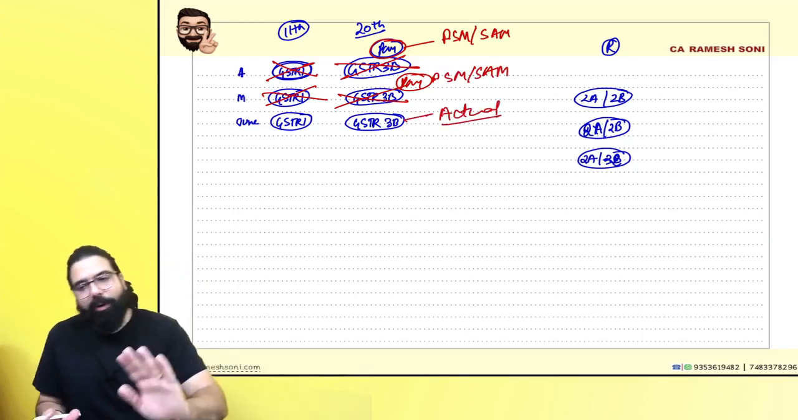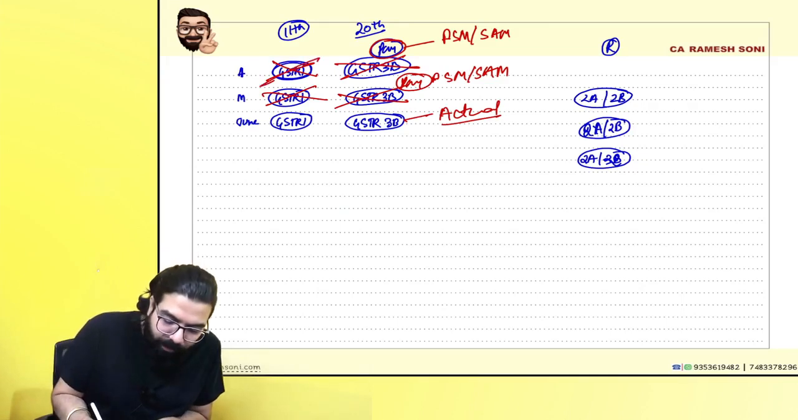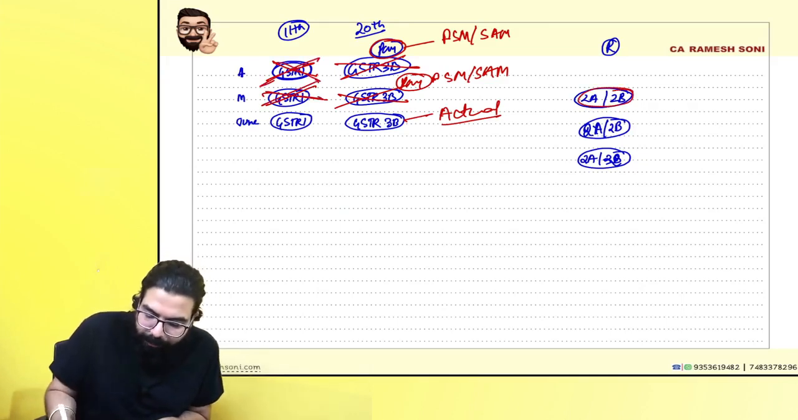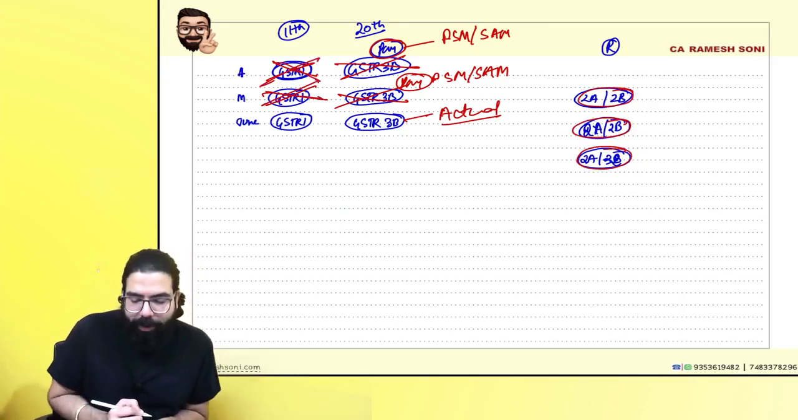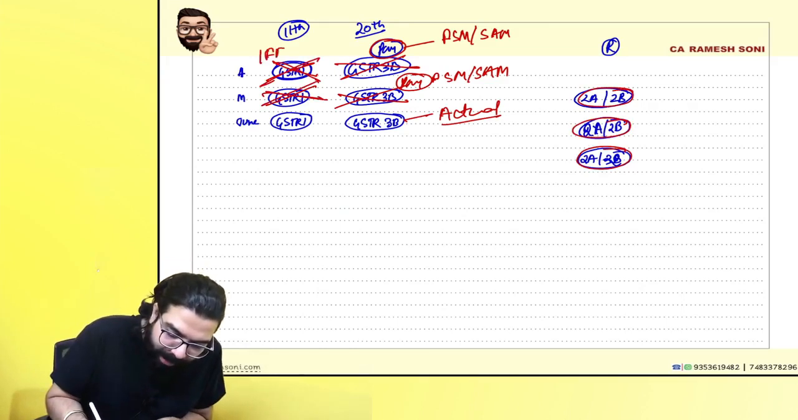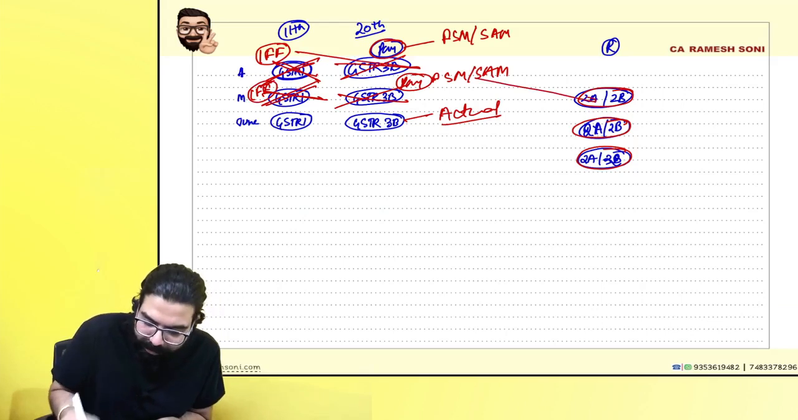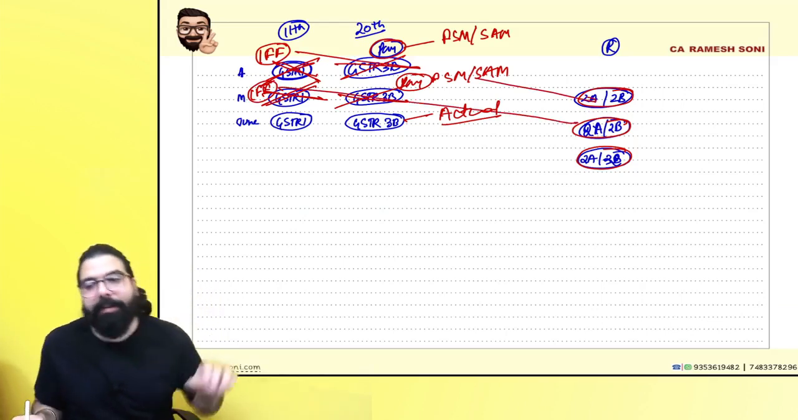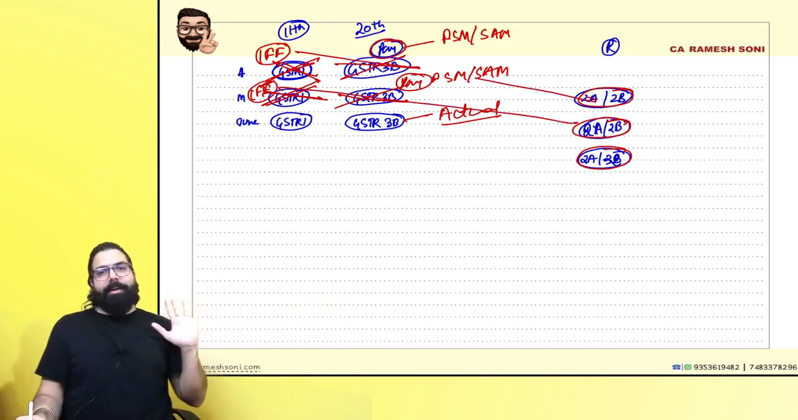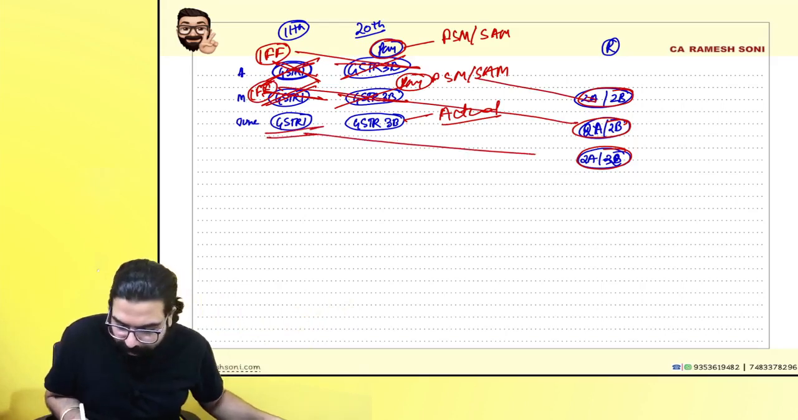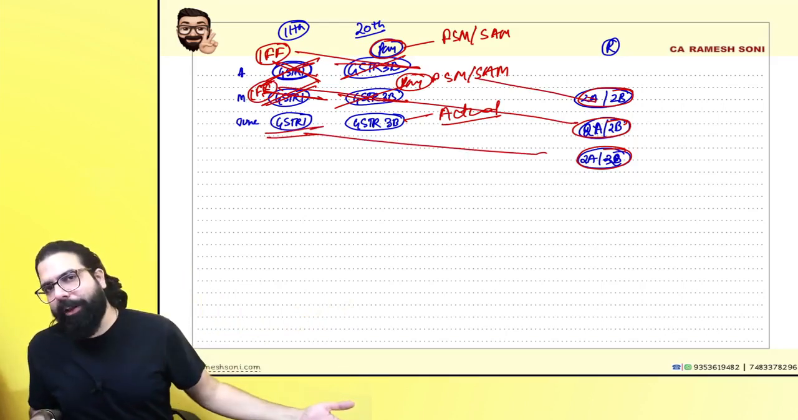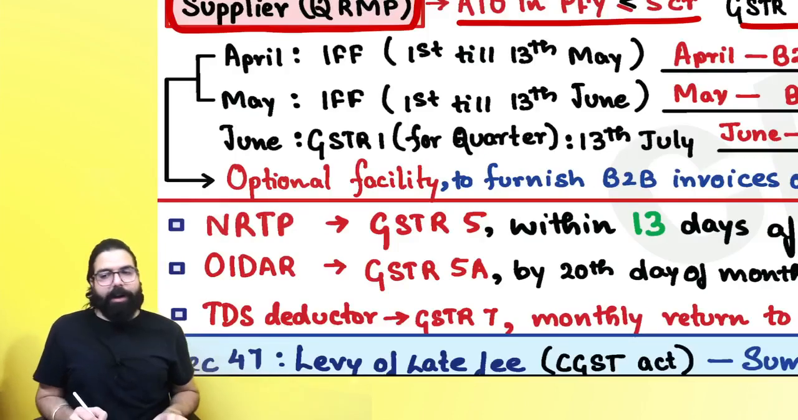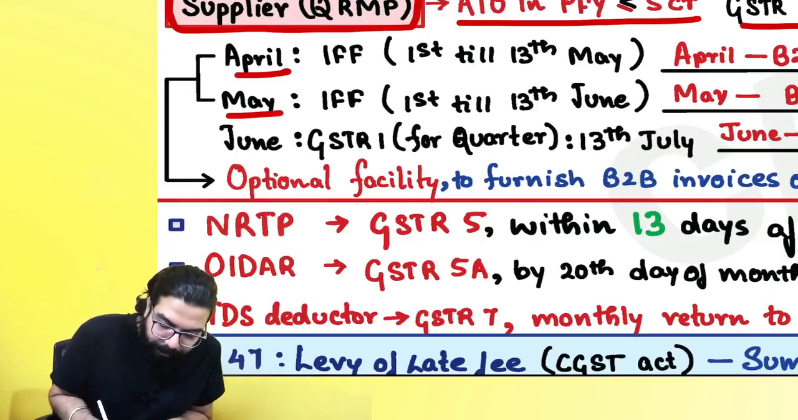Now everyone listen to me very carefully. When he is not filing his GSTR 1, how will the front party get the details in GSTR 2A and 2B? Then the government introduced the IFF facility for them, so that they can furnish the details, the front party will get the details, and they can take the credit. That is what I have written over here for April, May, June.